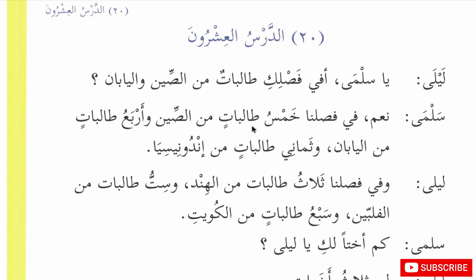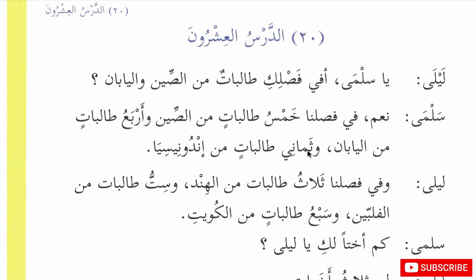Now, as I mentioned last lesson, if the noun that you're describing, if the singular of it is a female, then the number, again, this rule applies to 3 and 10, will be opposite of that. So it'll be a male this time now. So it's not خمسة, it's خمس. So in a class, خمس طالبات, 5 students من الصين, from China, وأربع طالبات, and 4 students من اليابان, from Japan, وثماني.